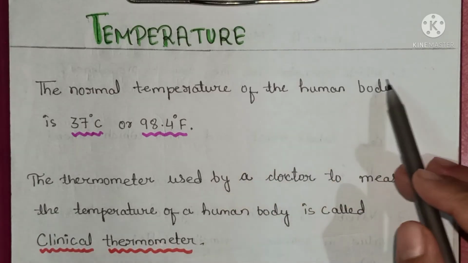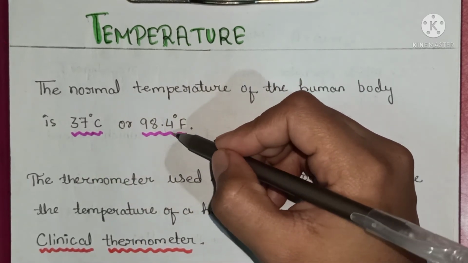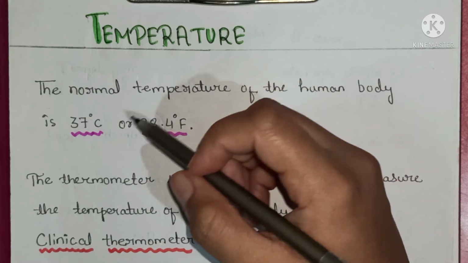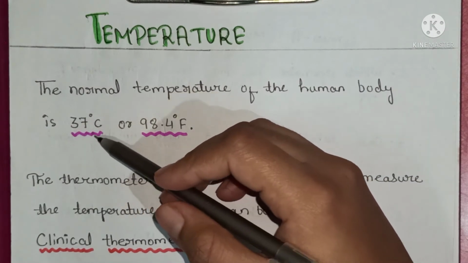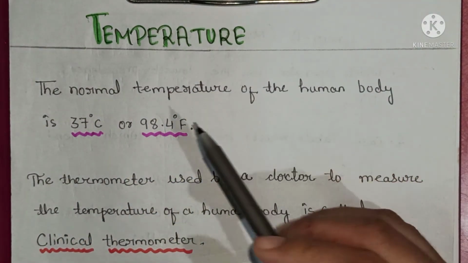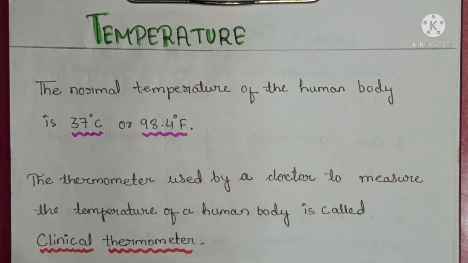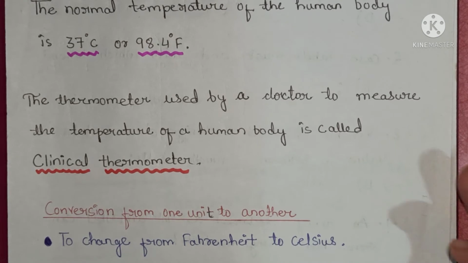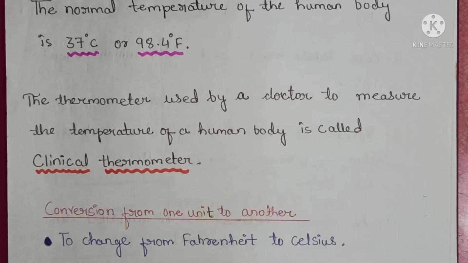The normal temperature of the human body is 37 degrees Celsius or 98.4 degree Fahrenheit. So in Fahrenheit it is 98.4 degree normal temperature of the human body and 37 degree in Celsius. So if the temperature goes above these, then we say that we have fever. Okay, so these are the normal temperature of the human body. The thermometer used by a doctor to measure the temperature of a human body is called a clinical thermometer. So the thermometer which we use to measure the human body temperature is known as a clinical thermometer.